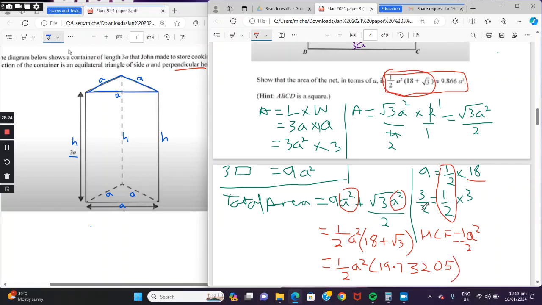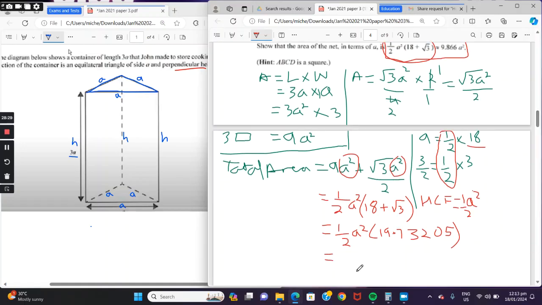So you see, sometimes when you leave out a certain amount of decimal points, you get a close answer, right? So going back to say a half multiply, or 1 divided by 2 multiply by 19.73205. Now I'm getting it. The a squared is still here. I'm getting 9.866. How many sixes? Okay, so that's right. So this is the answer right here.